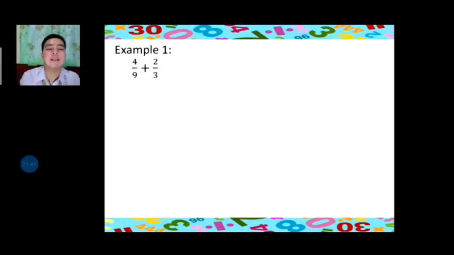So example number 1, 4 over 9 plus 2 over 3. As you can see, we have dissimilar fractions because the denominators are different. So our LCD here is 9. First, that LCD will be the denominator of our answer. So what are you going to do to get the numerator? First, divide the LCD by the denominator of the first fraction, then multiply it by the numerator of the first fraction.